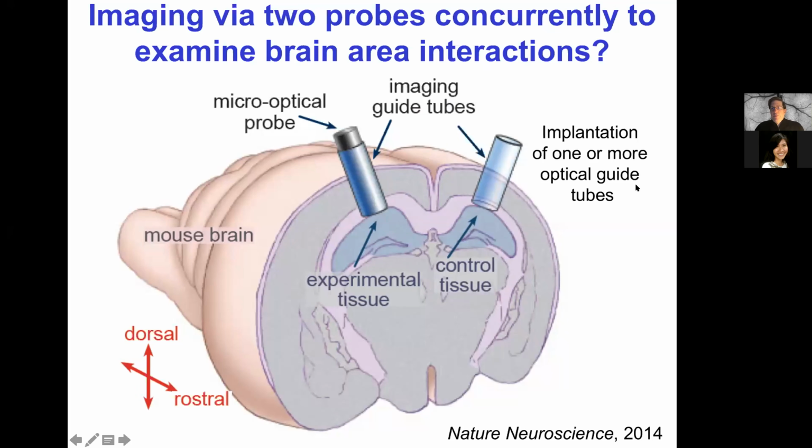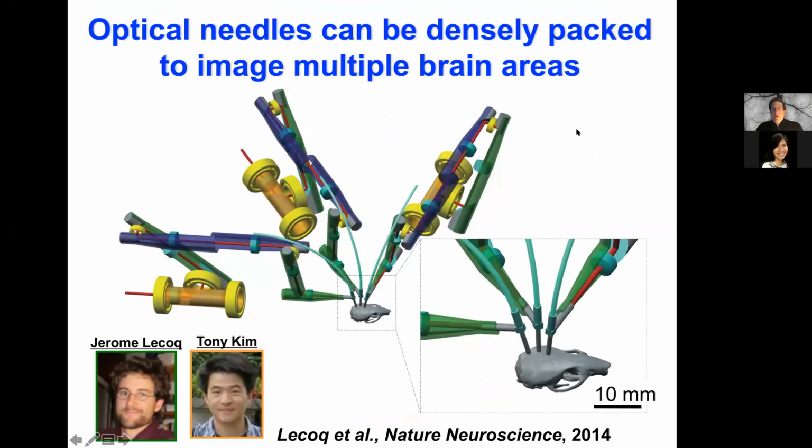So one very simple way of trying to image neuronal activity in more than one brain area at a time is to make use of the small size of the microendoscopes. And so very simply, 2 or more microendoscopes can be implanted into the same brain. And this should allow one to look at brain area interactions. So for example, you can see here with this CT scan based model of the mouse brain that there's quite a lot of space actually to pack these microendoscopes in closely and to interrogate multiple brain areas concurrently.